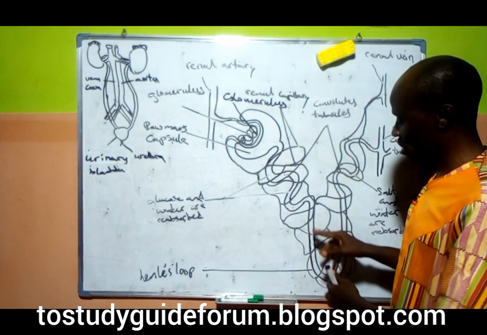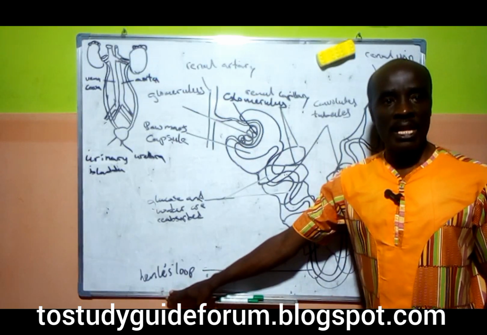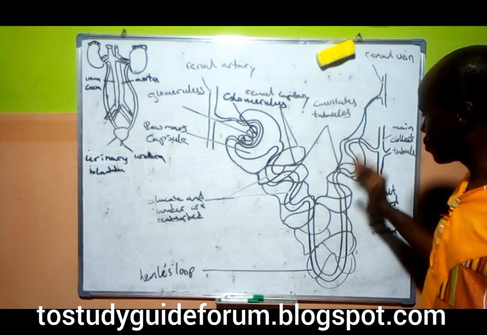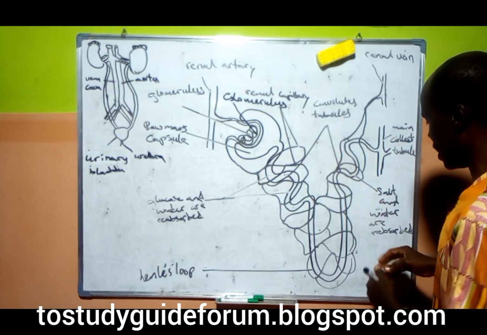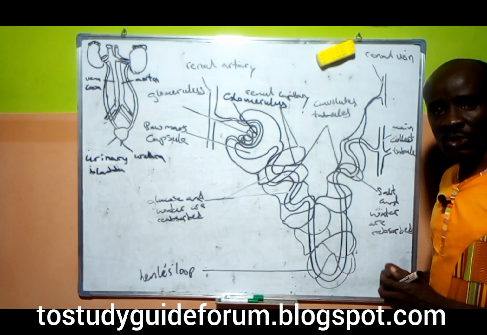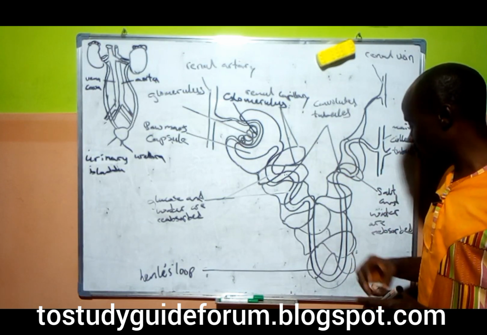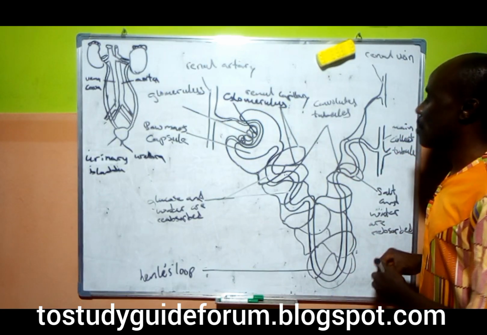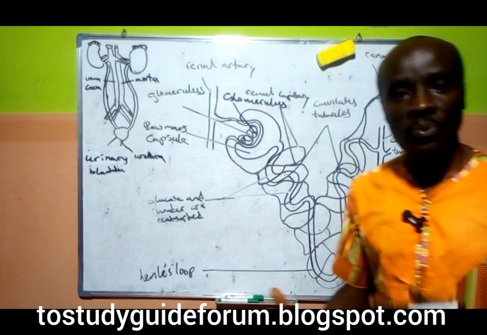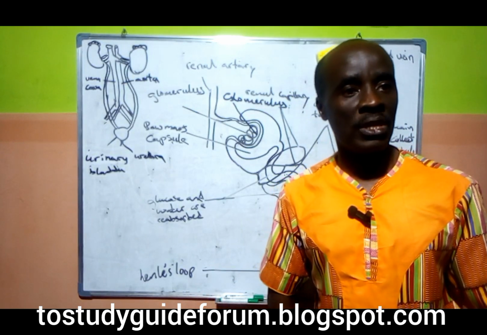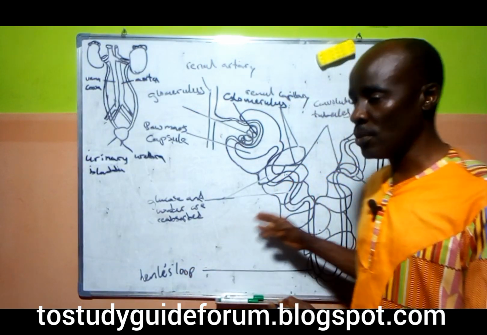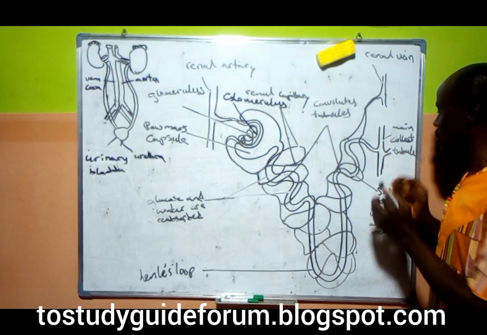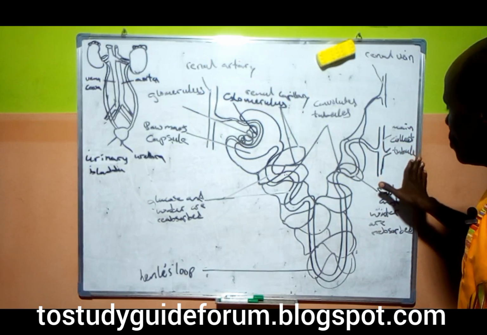As it moves down, stretching down, it gives us the loop of Henle. Then it moves up again to give us another convoluted tubule, the distal convoluted tubule, where the reabsorption of salt and water continues. As it gets down to this point, a lot of important nutrients and ions have been removed, making the urine a bit concentrated as it moves down to the collecting tubule.